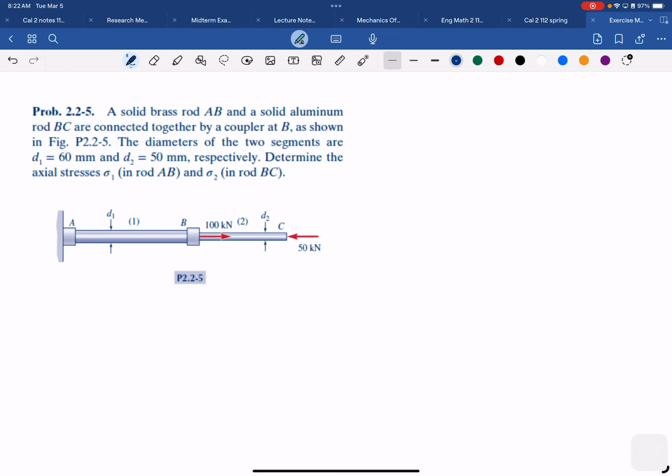So you have a rod and you have a force acting on point C. It's compressive. But we need to know the stresses. We need to know the stresses in AB and also in BC. It means that we take the free body diagram into two parts, okay?